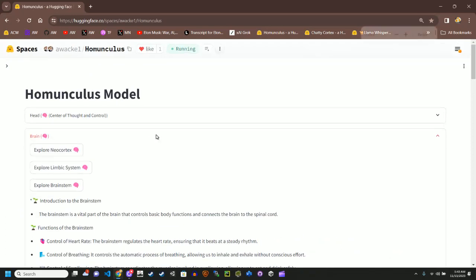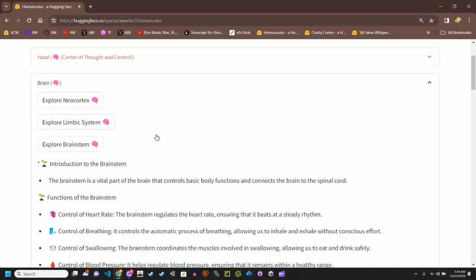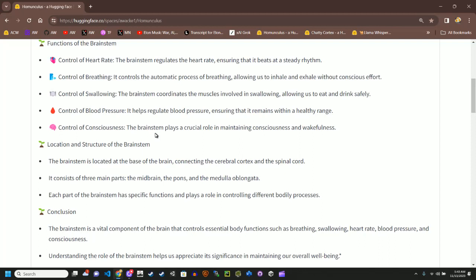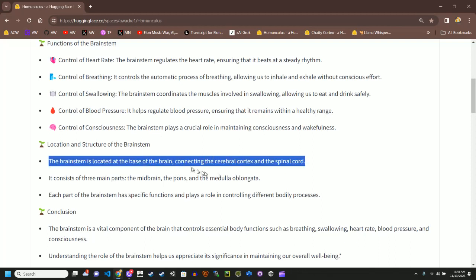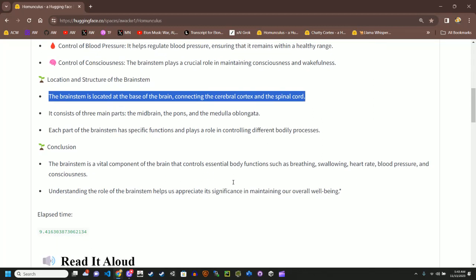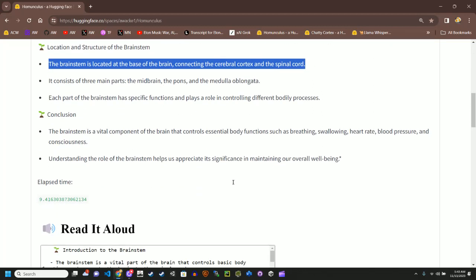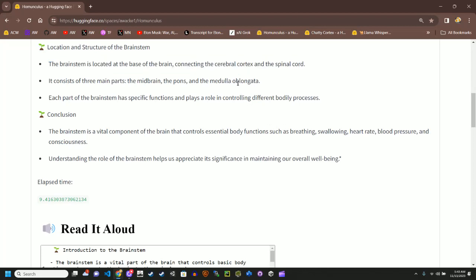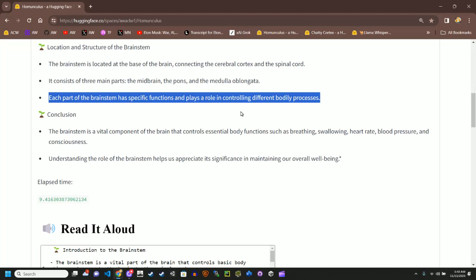Location and structure of the brainstem. The brainstem is located at the base of the brain, connecting the cerebral cortex and the spinal cord. It consists of three main parts: the midbrain, the pons, and the medulla oblongata. Each part of the brainstem has specific functions and plays a role in controlling different bodily processes.